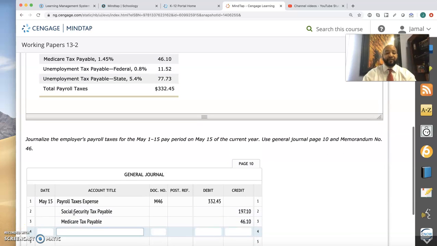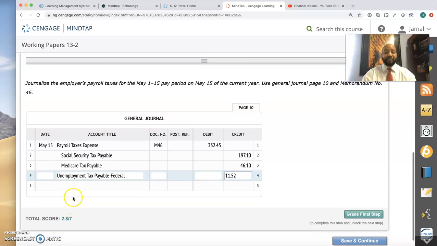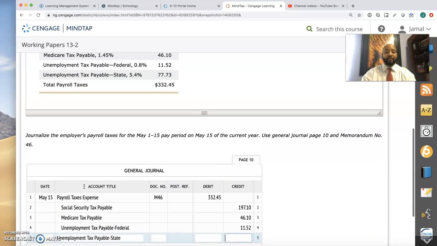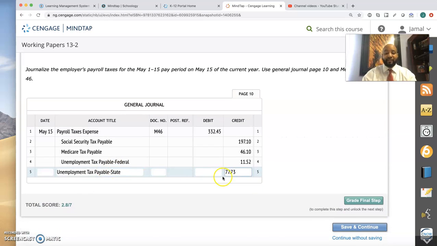Then we have unemployment tax payable. Unemployment tax payable. And then I think they want us to use a dash for federal. Good. Tab. And that's 11.52. The federal government doesn't take as much. Your state government takes everything. So unemployment tax payable, state. And that amount was 77.73. All right, so those are all the amounts.